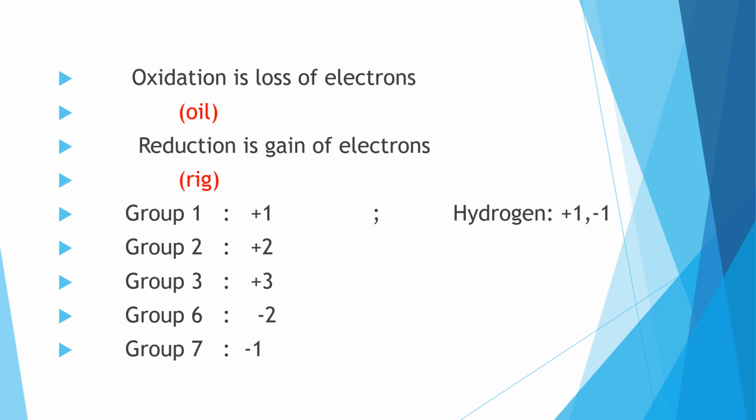Elements of group 1 gain a positive 1 charge by losing one electron. Elements of group 2A lose 2 electrons and obtain a positive 2 charge. Elements of group 3 lose 3 electrons. Elements of group 6 gain 2 electrons and obtain a negative 2 charge. Elements of group 7 obtain a negative 1 charge by gaining 1 electron.